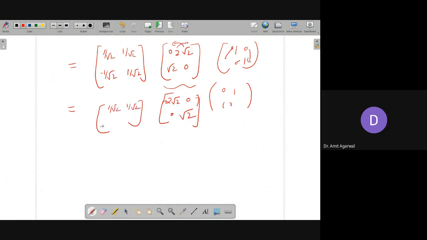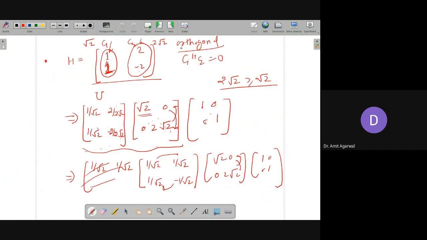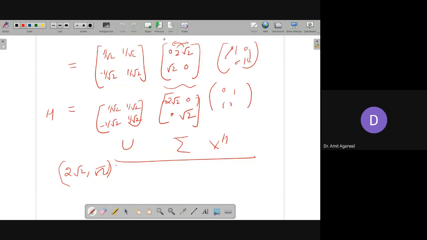But we have introduced a little concept of singular value decomposition. So this is your H matrix, now decomposed in singular values. It is satisfying all the conditions. So what are the singular values? 2 root 2 and root 2. So singular values are easy to derive. If the matrix is orthogonal, whatever is the norm of each column is the singular value. Correct?